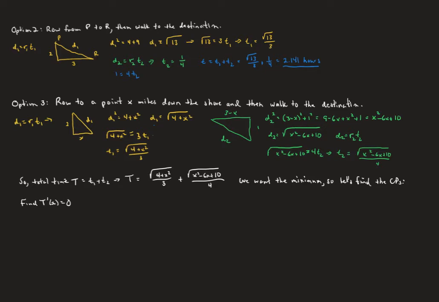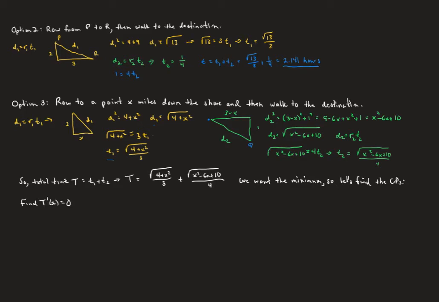So solving for t1, we're going to get that part of the trip, the rowing the boat part of the trip, is the square root of 4 plus x squared all over 3. Now the second part, once we're on shore here, then we're going to walk in a straight line as quick as we can to our point Q, our final destination.